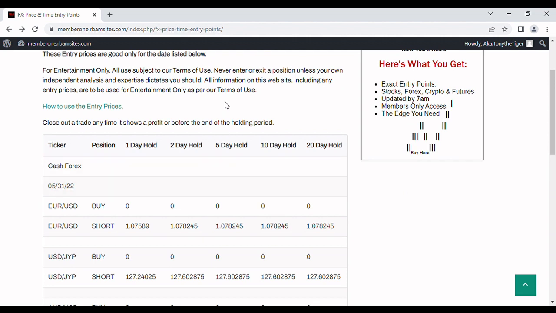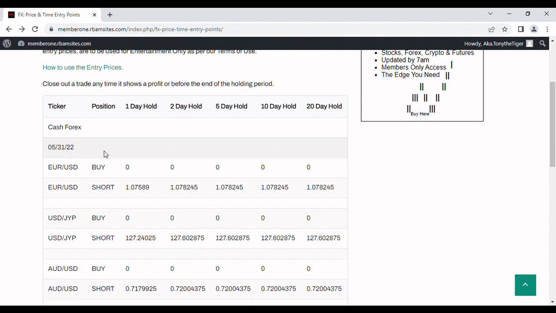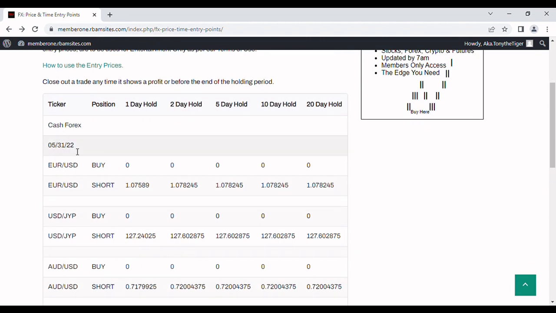You can get these free at rbamresearch.com and stick with me till the very end and I'll show you how to do that. But if we take a look at these prices, these are the upcoming prices for the 31st. 1 day, 2 day, 5 day, 10 day, 20 day hold period. So you basically select your hold period and then your entry prices are here. Each day we cover the major Forex pairs, and each day you're going to either see a buy or a short position, one or the other.